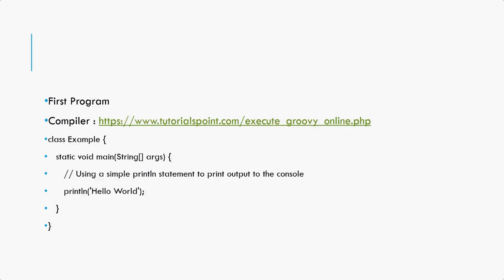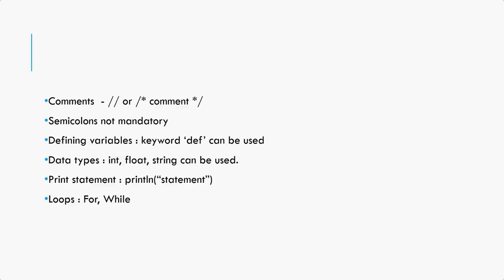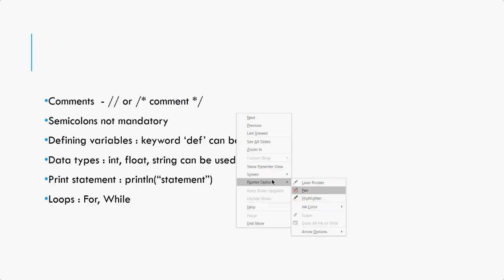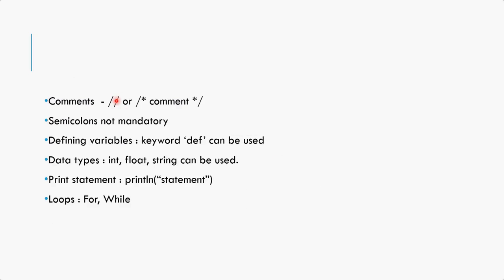Yeah. So we would directly move to the first program, but let's see comments first. These are some simple basics that we would like to go through. I know you might be aware, but still. A comment is denoted by // or /* */, similar to Java. In here, semicolons are not mandatory. In Java, semicolons are mandatory. Here, they're optional. You can either give them or not.